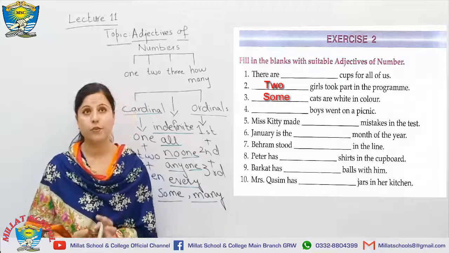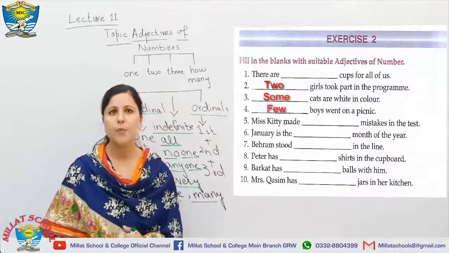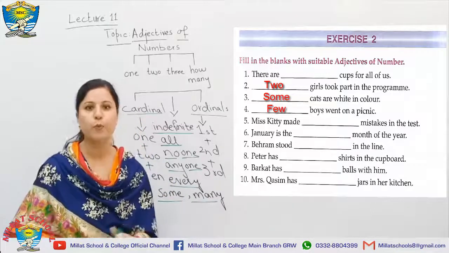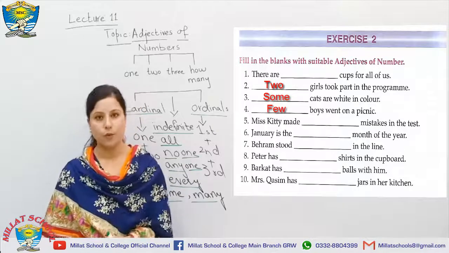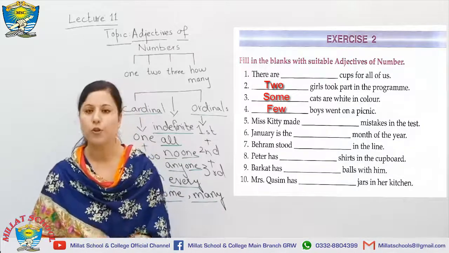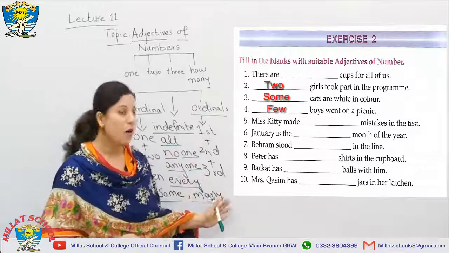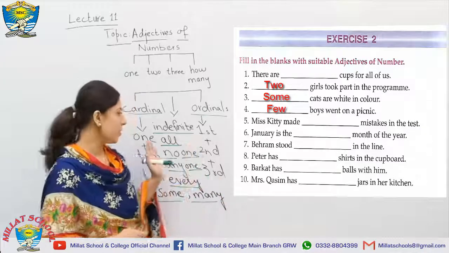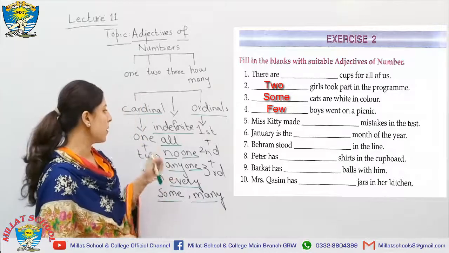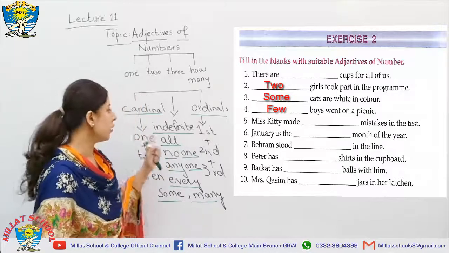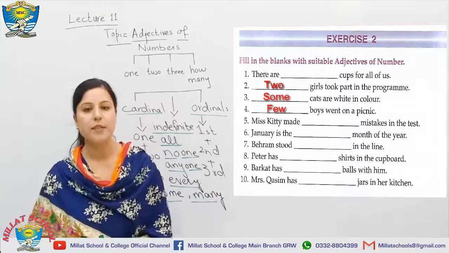It is not mandatory now to use a number here, because on a picnic many of the boys can go, few of the boys can go, some of the boys can go, or all of the boys can go. You can write it of your choice, but not ordinal, because ordinal tells us about positions and grades only. So it is important to choose cardinal or indefinite adjectives of number. The rest of the sentences will be done in the same way.